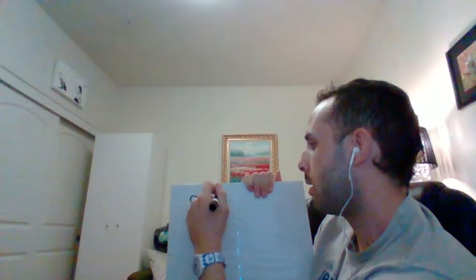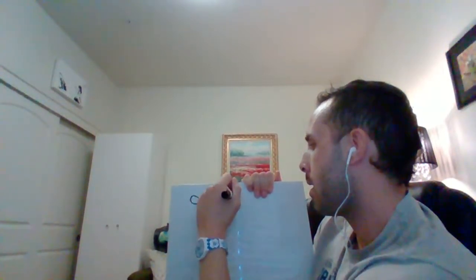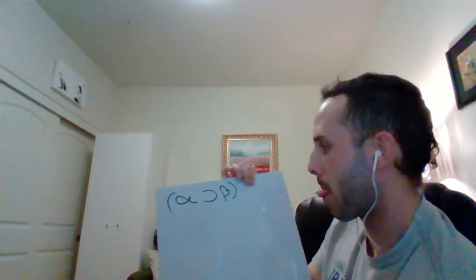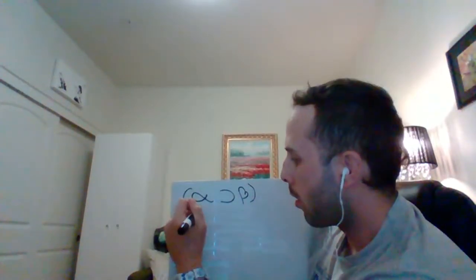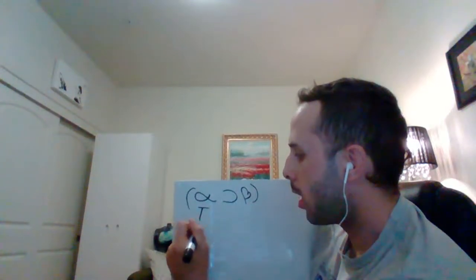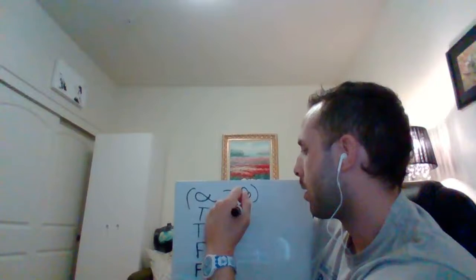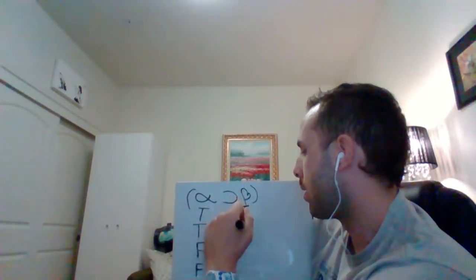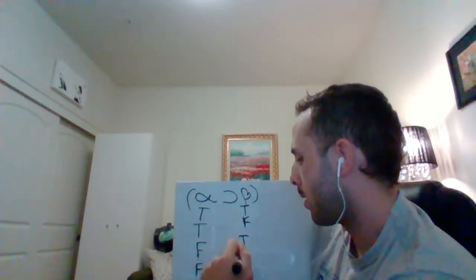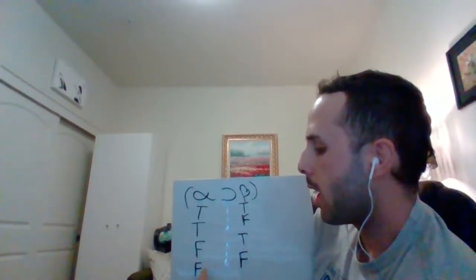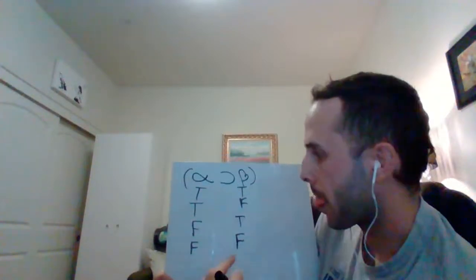Let's look at whiffs like this. If alpha, then beta. I'm going to lay out all the possible combinations of truth values: TT, TF, FT, FF.